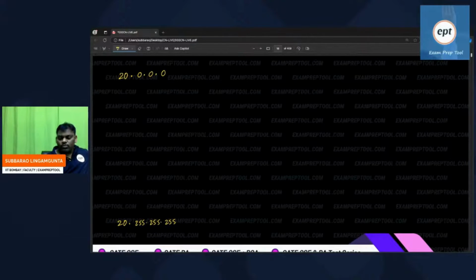By seeing the IP addresses you can easily say it is A class. When you say it is A class, how many bits is the network part? 8 bits. One bit is fixed, but the network part is 8 bits.